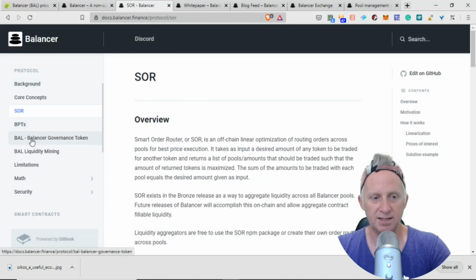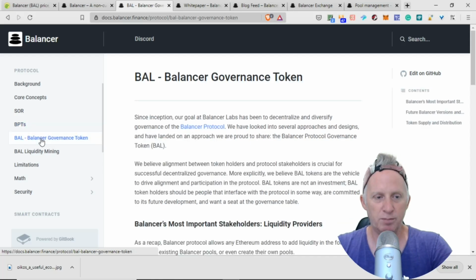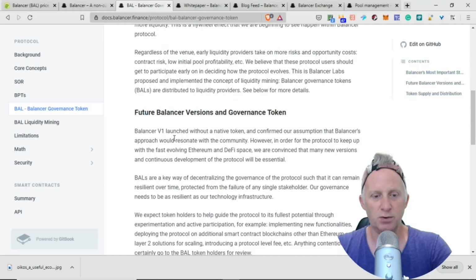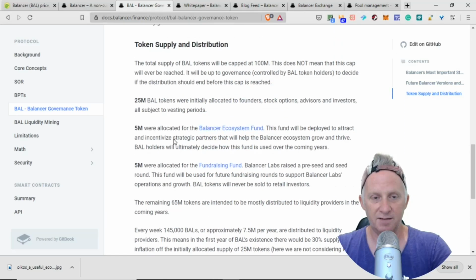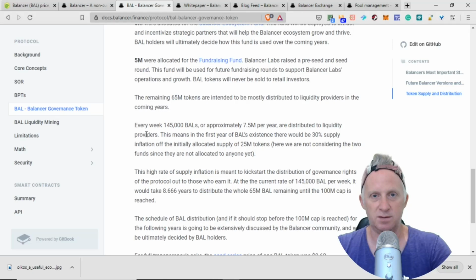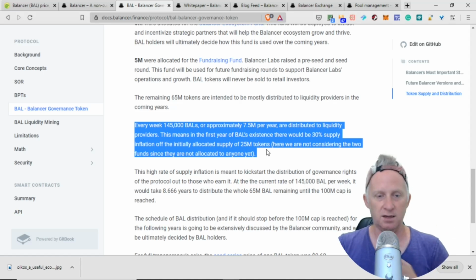But what is cool is the Balancer governance token, because this is our theme. I will not continue. I will put the link of docs.balancer.finance, and I will let you continue to read it. So the Balancer token, the portion that I find interesting is this: every week, 145,000 BAL, or approximately 7.5 million per year, are distributed to liquidity providers. So if you provide liquidity, you collect this token.